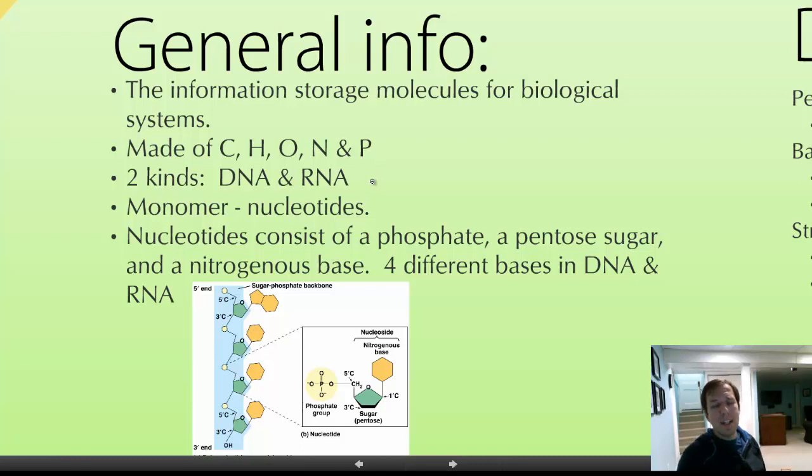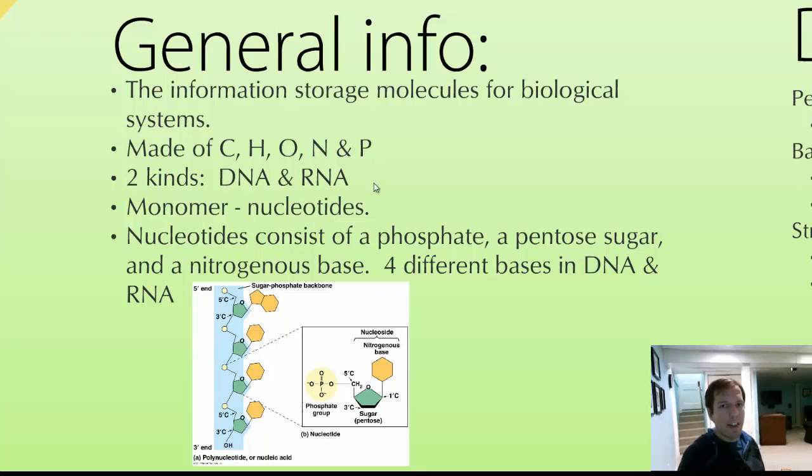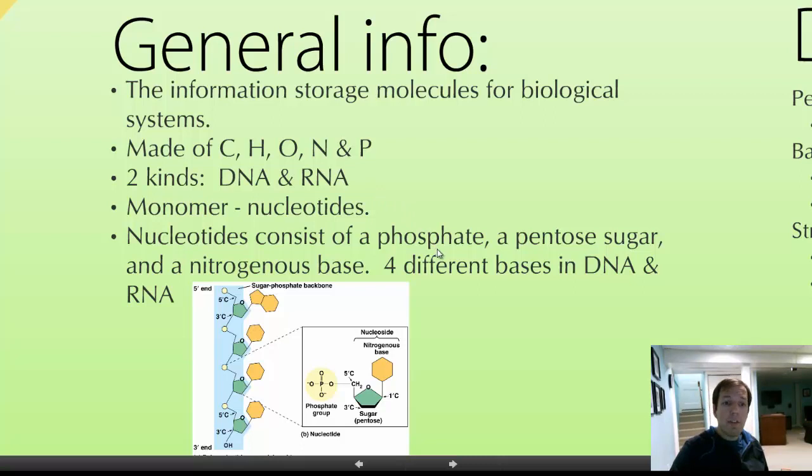It comes in two flavors, DNA and RNA, and those are fairly similar. If you know the structure of one, you can pretty easily know the structure of the other. They certainly do have different functions, though. So we have the phosphate, we have a pentose sugar, pentose meaning five-sided, so it has a ring of five sides, and then a nitrogenous base. Those bases are those A's, T's, C's, and G's that you might be familiar with from freshman biology.